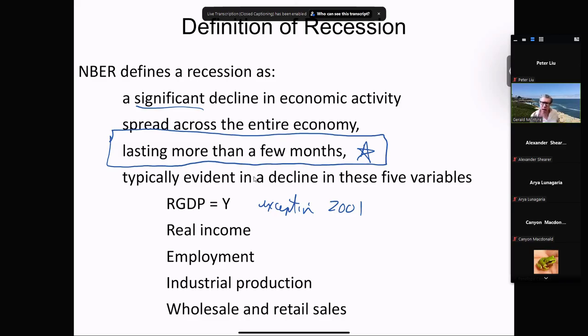That means the timing of these declarations is necessarily affected by the very definition of a recession. And this rule seems like a reasonable rule. You can't declare a recession every week, every month. You have to wait around until something is more long lasting. But that then has an implication that the NBER won't declare recessions until they're well underway. And that may in fact be happening today.